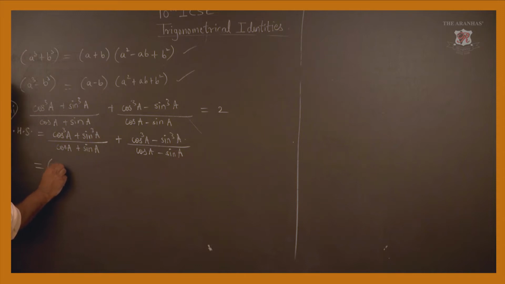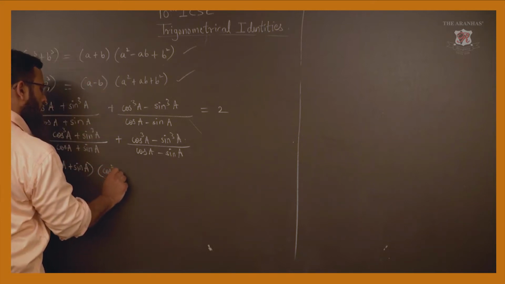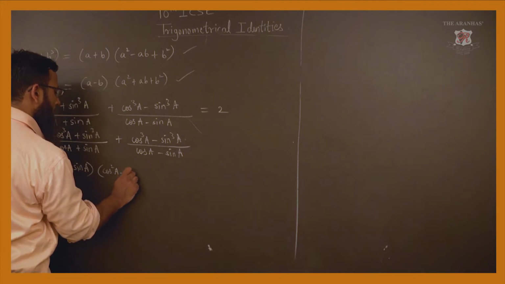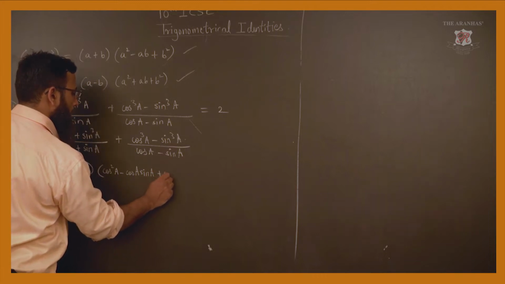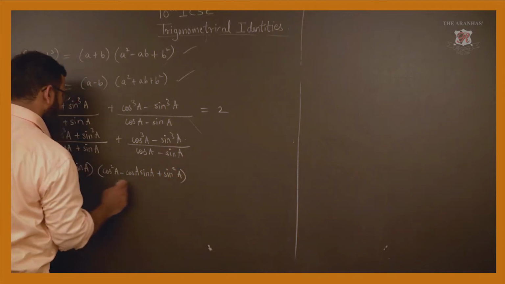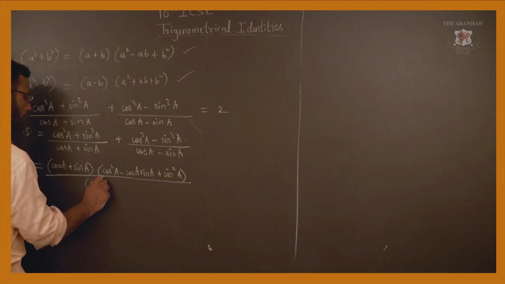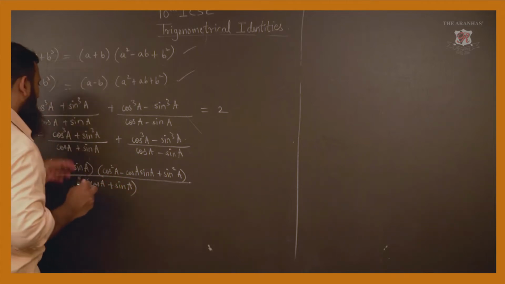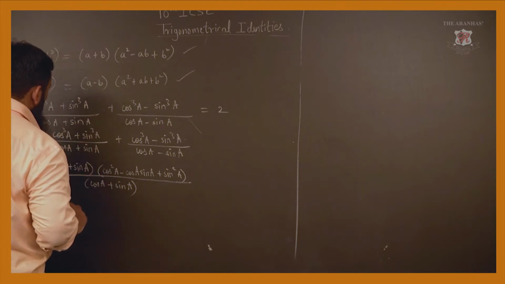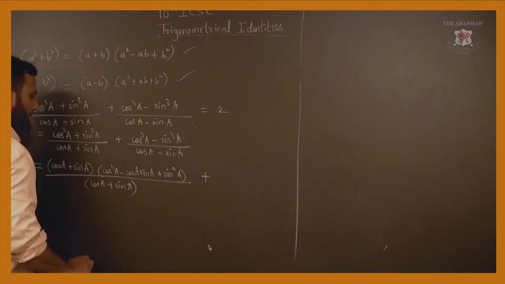So it will look like cos A plus sin A into bracket cos square A minus cos A sin A plus sin square A, whole thing divided by cos A plus sin A. So this is your first half of it, cos cube A plus sin cube A I have written in this form. What I can do further is writing this term in the same manner.